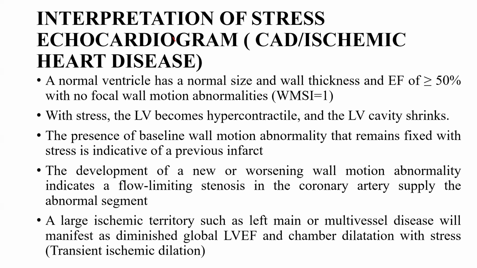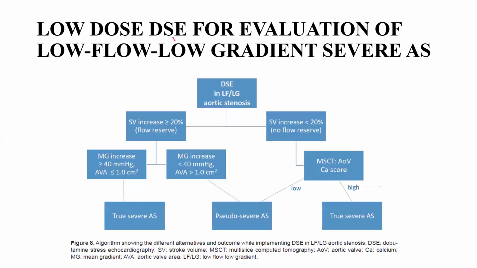Now, if you have a large ischemic territory like left main or multivessel disease, then it will manifest as a diminished global LV ejection fraction and chamber dilatation with stress, which is called the transient ischemic dilation.